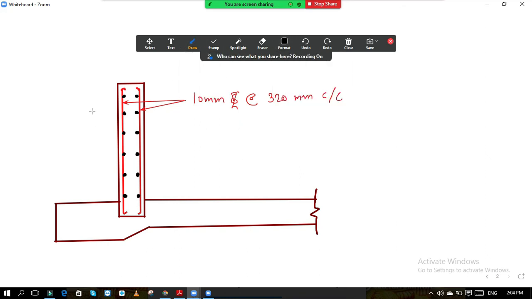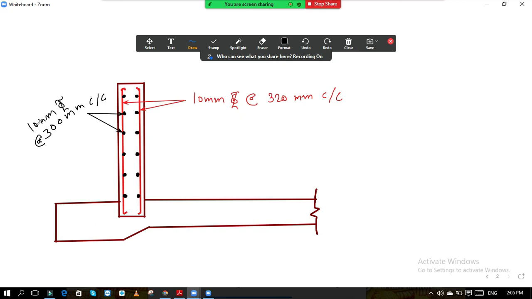So these are the bars, these are now 10 diameter bars about 300 center to center. Okay, so it is 10 diameter bars about 300 center to center. This also we have calculated.